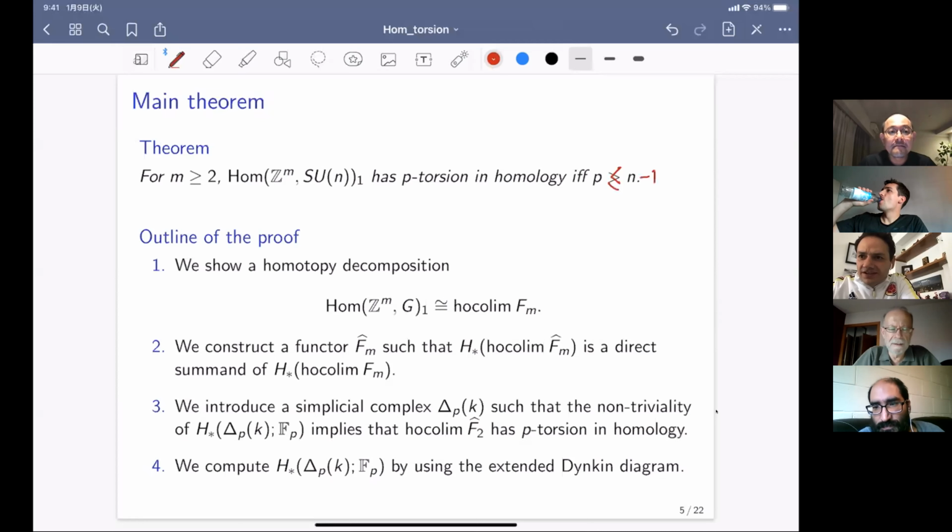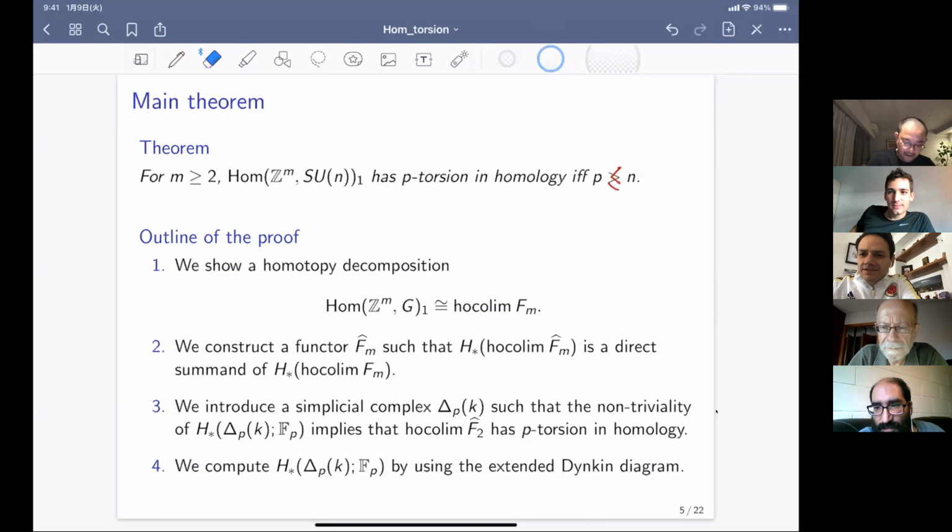Can I interrupt again? So what is the statement again? So it has p-torsion in homology if and only if p is less or equal than n or n-1. But I believe it should be less or equal than n, because if you take n equals 2, then sorry, this is not what is SU(n). And right. Sorry.